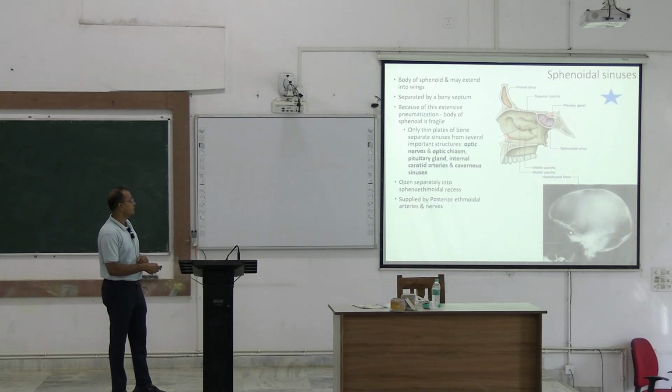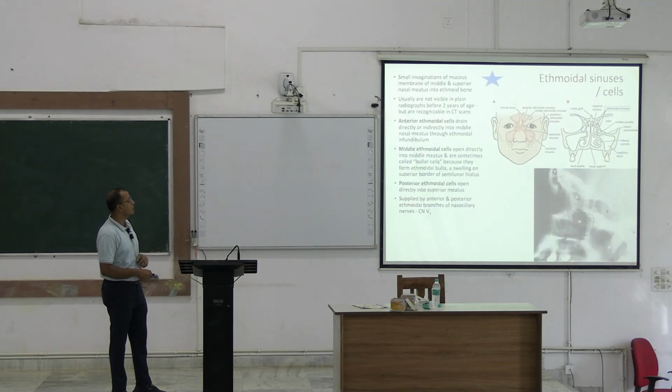This sphenoidal air sinus is also supplied by the V1 division of the trigeminal nerve. So, if we have infection in it, we have pain or sensation around the eye or orbit or the front region of the forehead.